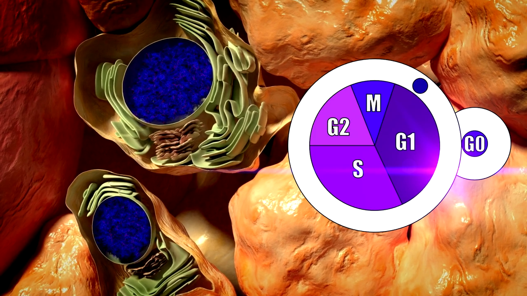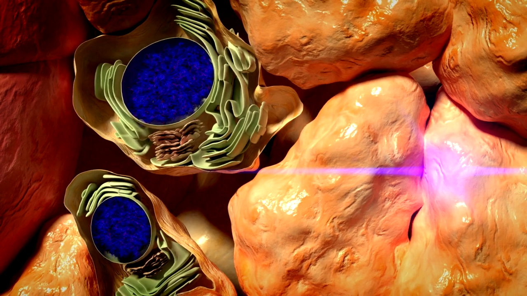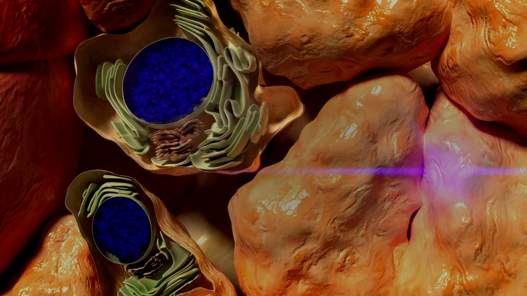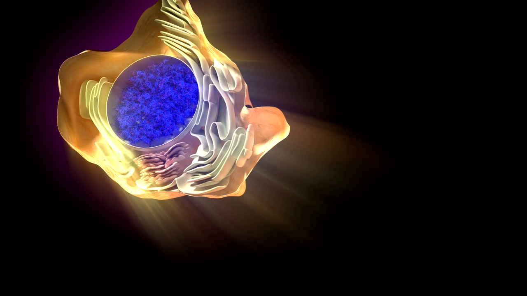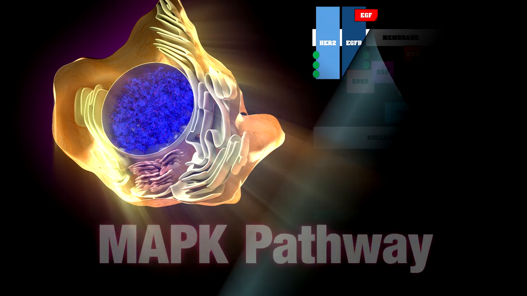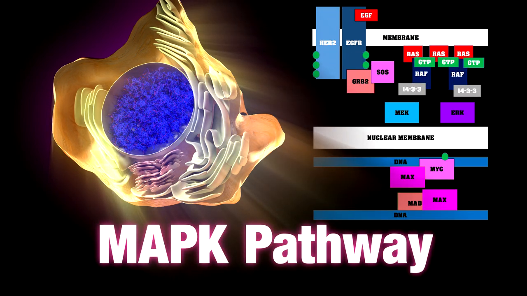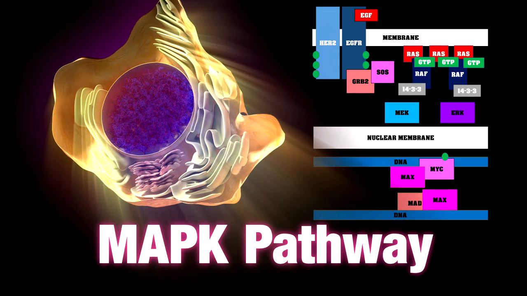In all these phases, the cell executes a diverse range of functions. In order to do that, each phase requires a different set of proteins. But how is it possible for a cell to completely change the protein expression pattern just by a simple stimulus like an extracellular growth factor? This is where the MAPK pathway comes into play. The MAPK pathway is one way the cells manage to communicate an extracellular signal down into the nucleus to the DNA.